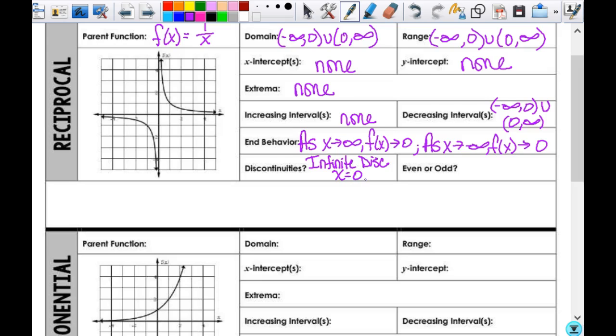And remember, your discontinuities, no matter what kind of discontinuity, it's at x equals something. Even if it's removable, you never write the ordered pair. It's always just x equals. Okay? Is it even, odd, or neither? Odd. Good.